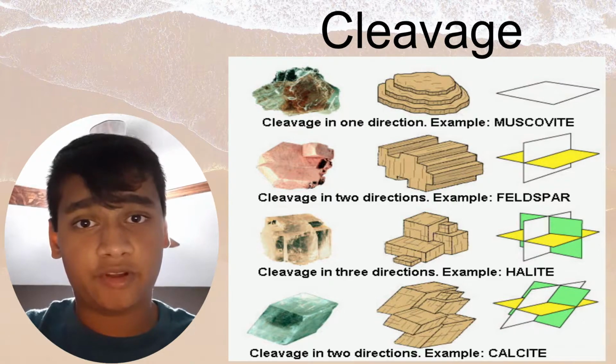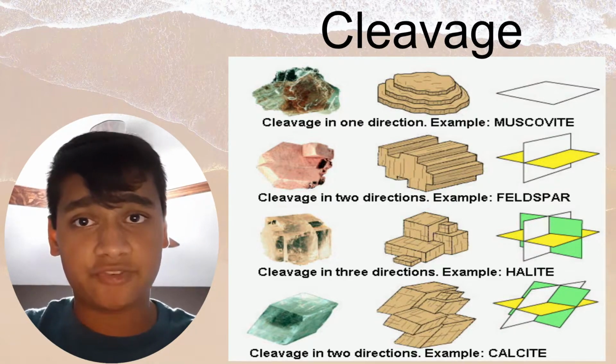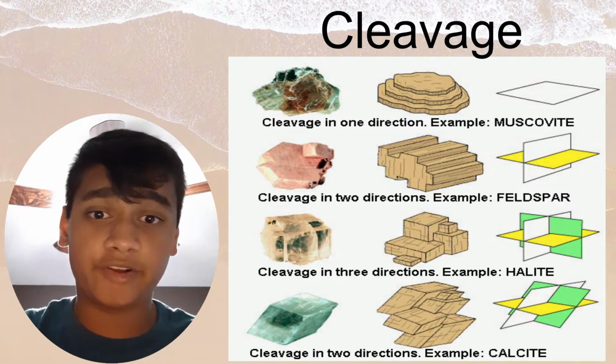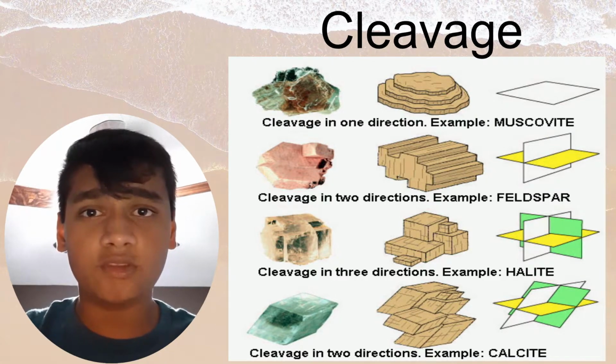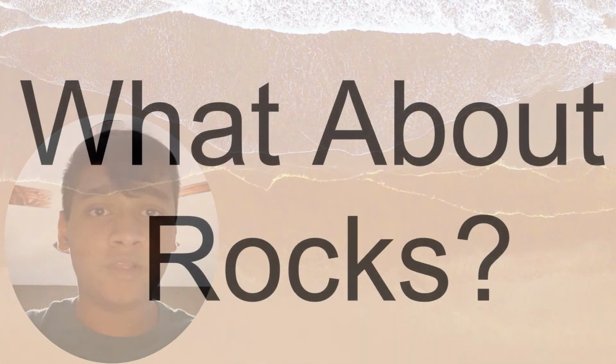Cleavage is when there are weaker bonds in a mineral, causing it to break along those axes. Fracturing occurs when the mineral breaks along a curved surface. All of these properties help determine one mineral from another.